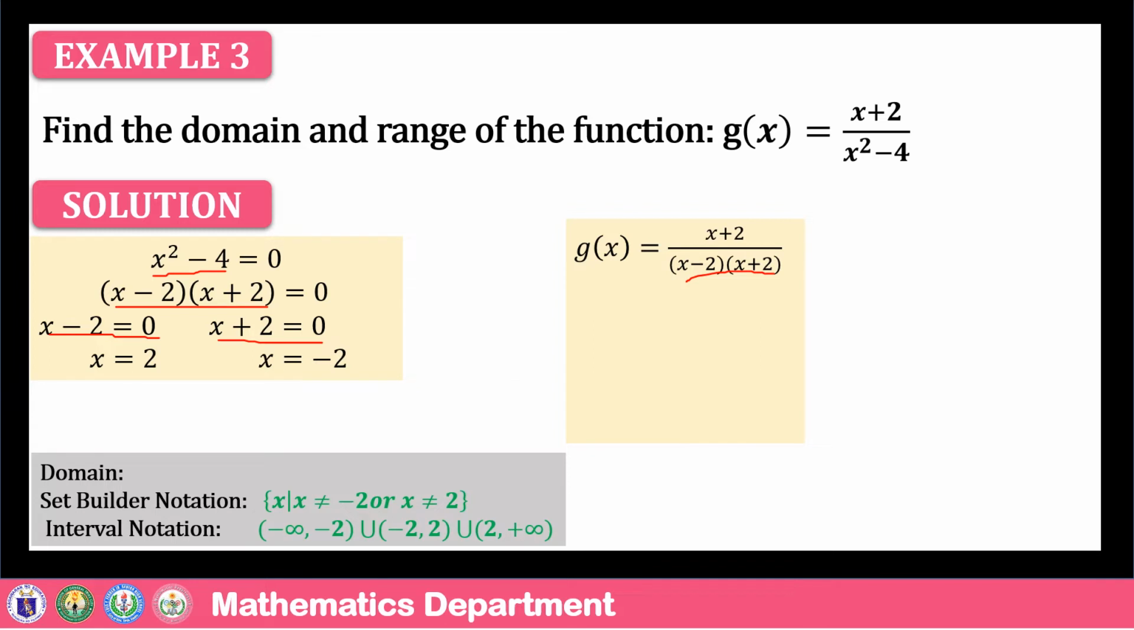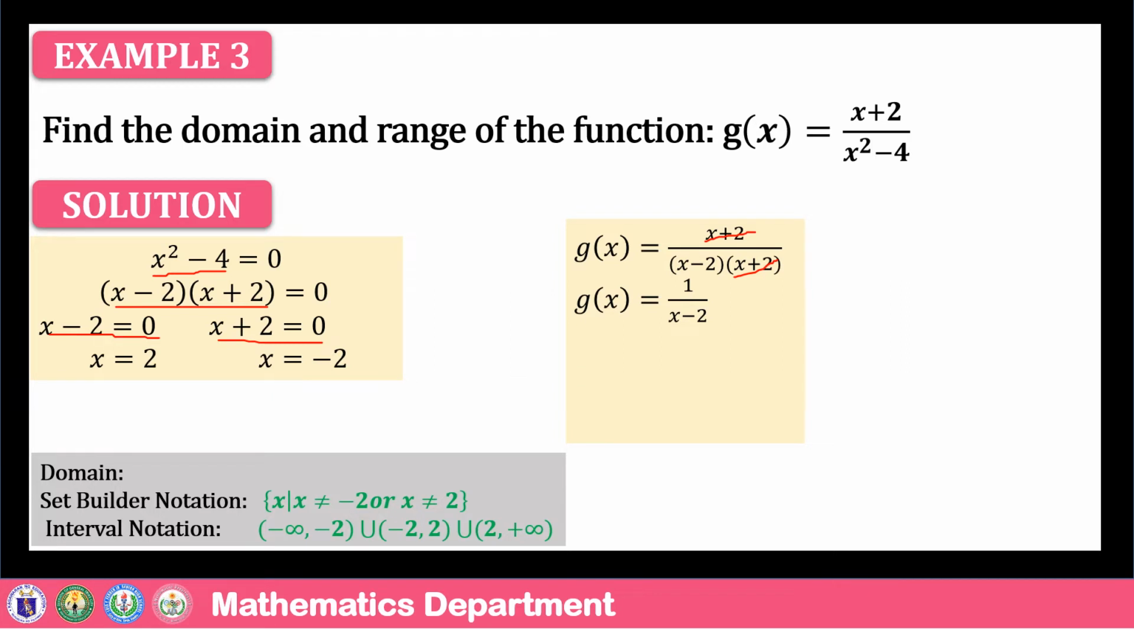So i-express lang natin siya into its factored form para makita natin yung ating mga common factors. As we can see here, yung x plus 2 ay common, so pwede natin ma-cancel out yan at tatandaan natin yung x plus 2 na yan kasi gagamitin pa natin yan mamaya. Now, pagkatapos niyan, since na-factor out na natin siya, na-cancel out na natin yung x plus 2, ang magiging simplified form natin ngayon ay g of x is equal to 1 over x minus 2.